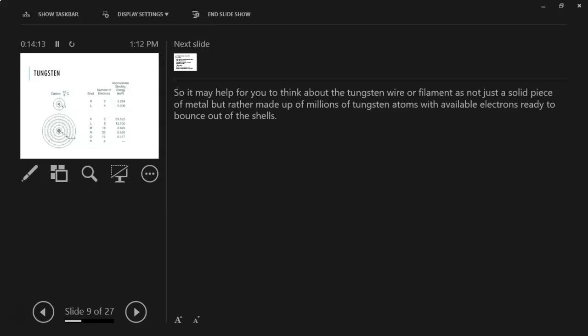Sometimes it adds confusion. But this is a carbon atom with the electron rings around it, and then this is showing you the tungsten. We're going to look at this again because this is very important when we think about the K shell and the corresponding binding energy. This will come up again. We'll look at this slide again.